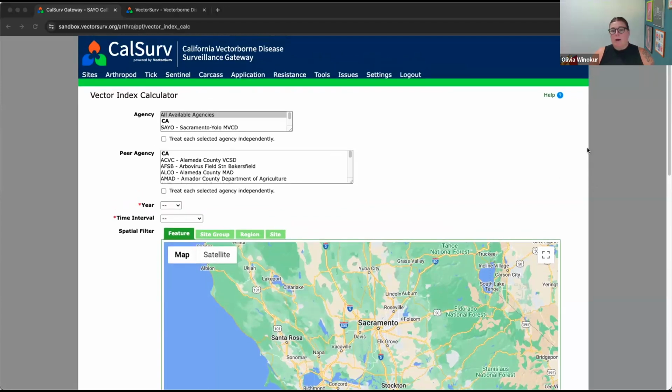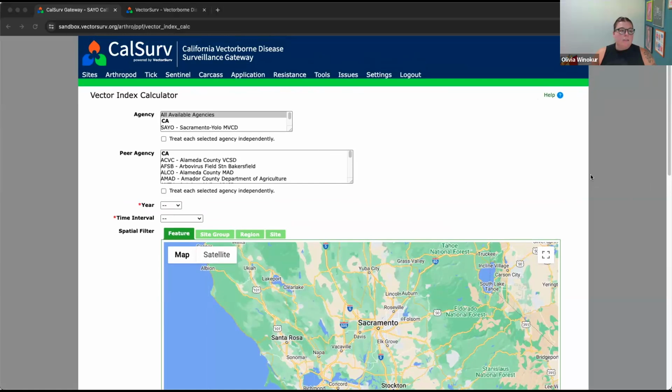Of course, it requires you to have both abundance and infection data. So do the best that you can. If all you have is abundance data and your agency isn't funded to do arbovirus testing, then we're going to set the action thresholds based on abundance data. But sort of the gold standard is vector index because it does take into account both abundance and infection.